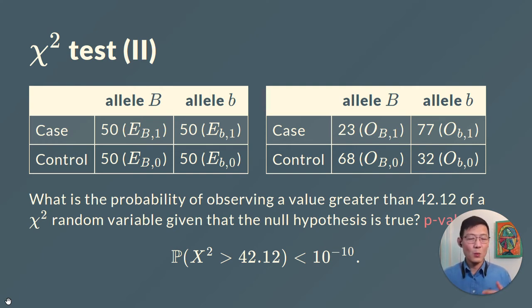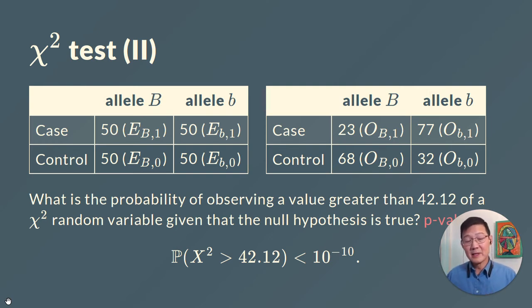In other words, what is the probability of observing a value that's greater than 42.12 given that the null hypothesis is true? So remember, if the null hypothesis is true, then you expect the table like on the left, but you've observed a table on the right. And given that the null hypothesis is true, what's the probability of observing a table on the right? You measure the distance between the two tables using this normalized squared distance, and you get 42.2.